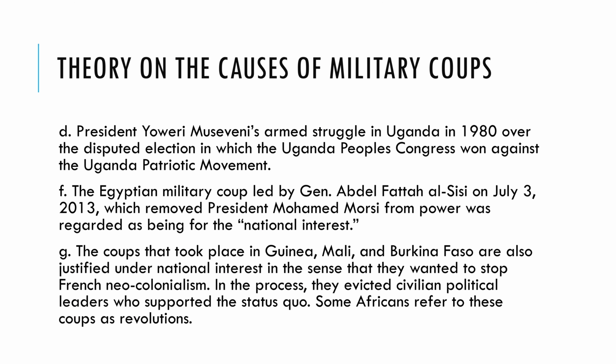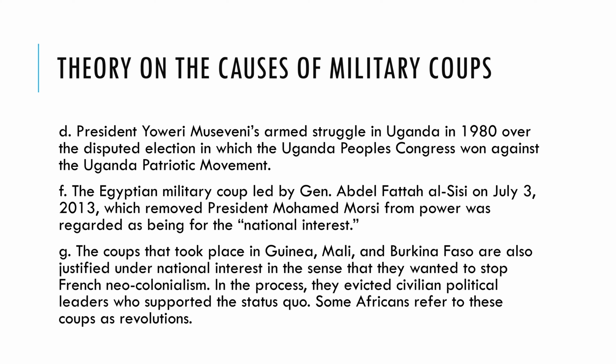D. President Yoweri Museveni's armed struggle in Uganda in 1980 over the disputed election in which the Uganda People's Congress won against the Uganda Patriotic Movement. F. The Egyptian military coup led by General Abdel Fattah al-Sisi on July 3, 2013, which removed President Mohamed Morsi from power, was regarded as being for the national interest.